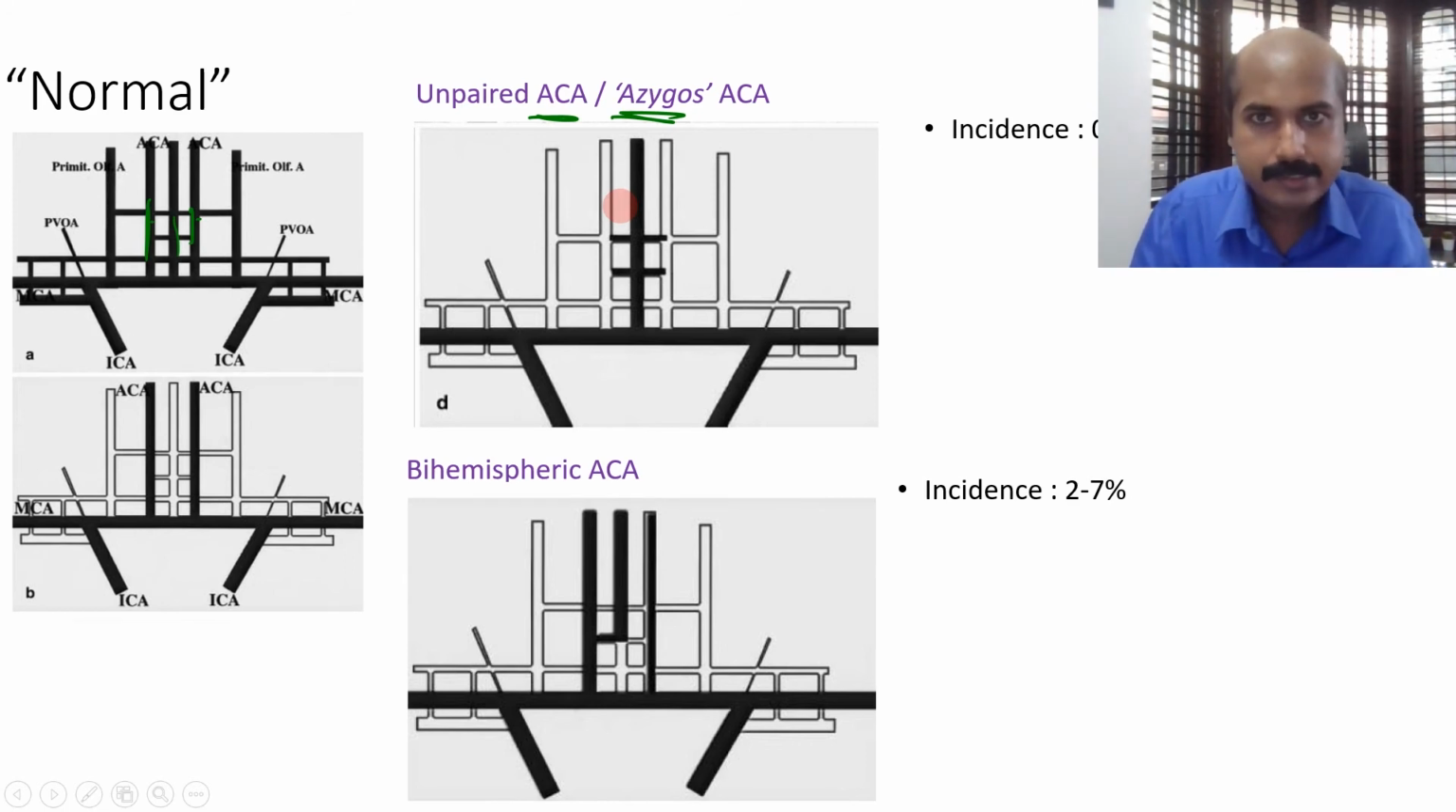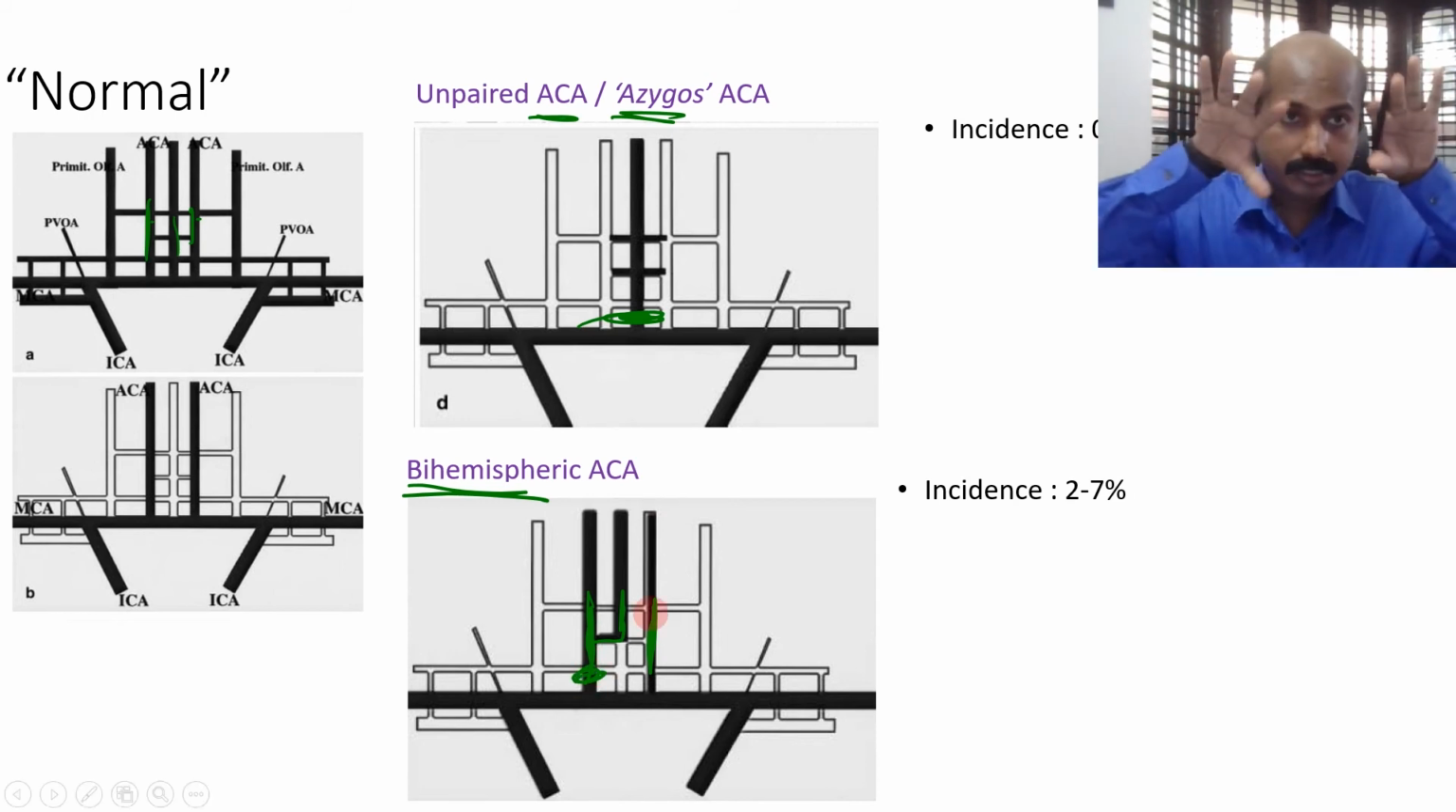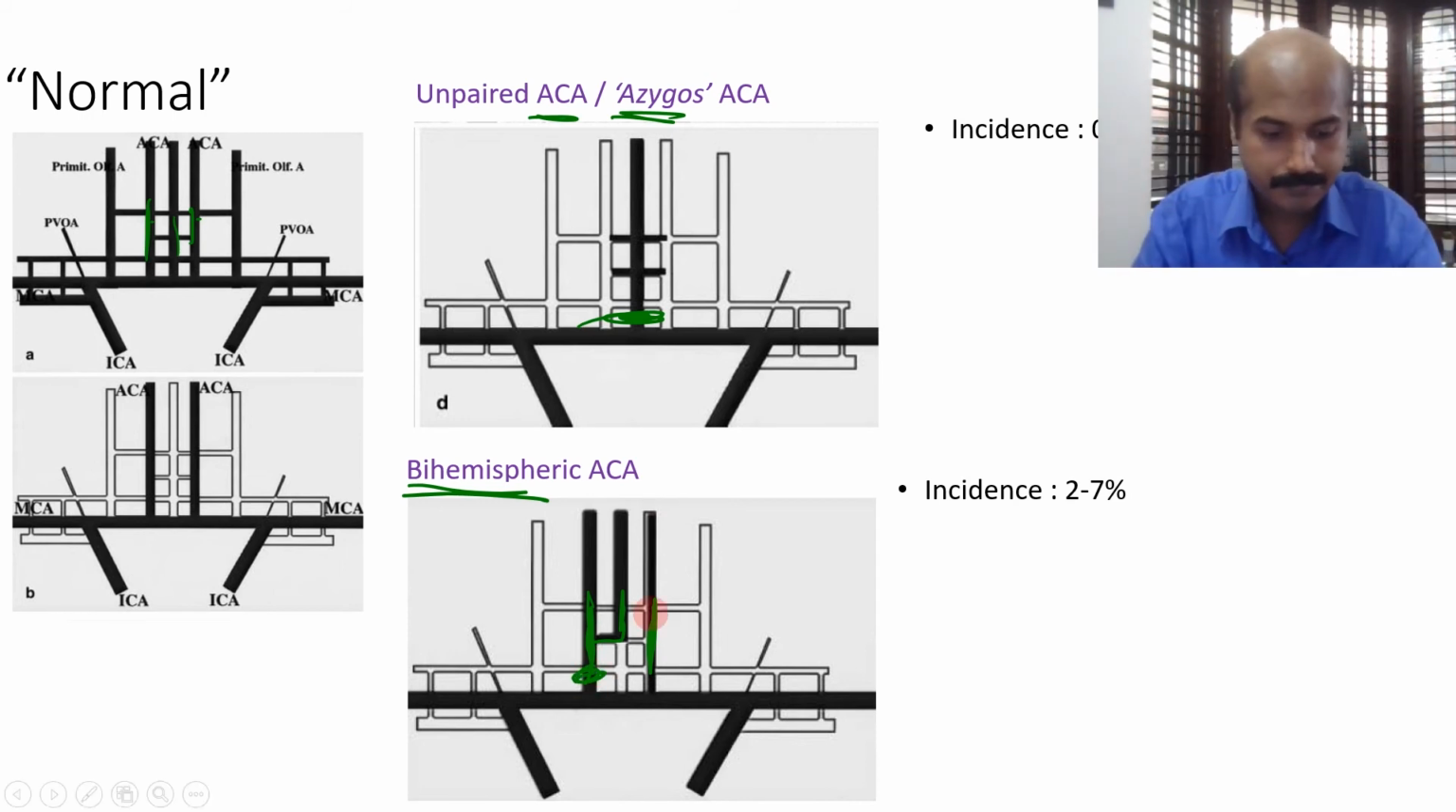Another one is that you can have a bihemispheric ACA. It's almost similar. The only difference is that you have ACAs on both sides, but on one side it is very much hypoplastic, and the larger one is going to give off one more branch, which is going to supply both hemispheres. From the clinical standpoint, both of these are significant because a single ACA is going to supply both ACA territories of the medial part of the cerebrum.